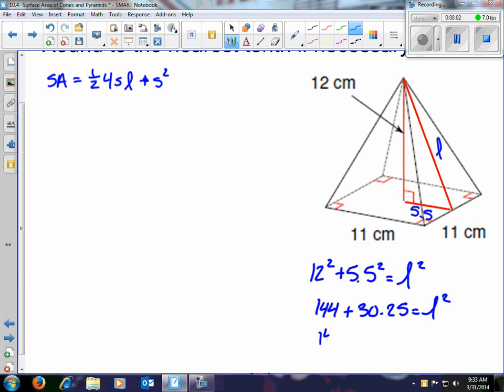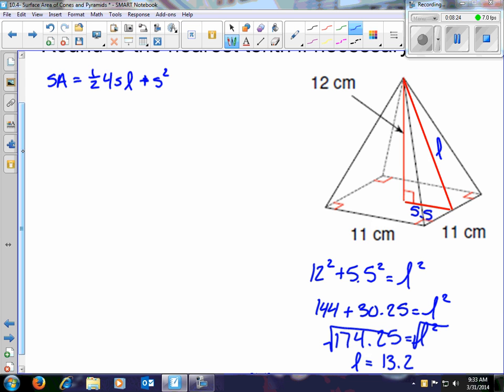So I have 144 plus 30.25, which is 174.25, is equal to our slant squared. Now, since this is squared, I need to take the square root of both sides. So my slant height is going to be equal to 13.2.